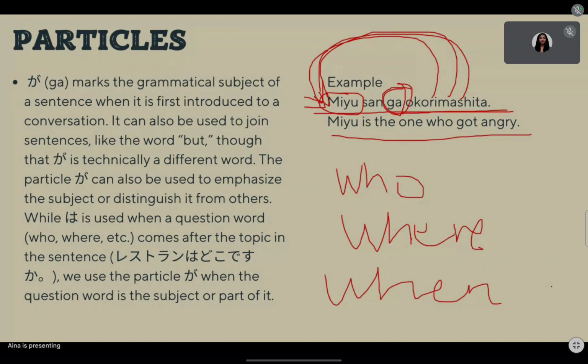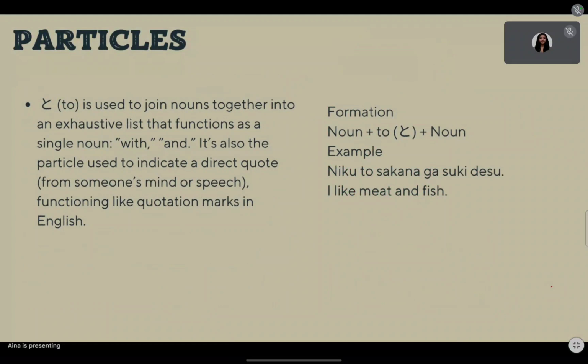And then we have the particle to. So to is to join a noun together into an exhaustive list that function as a single noun. So it can be with or and. So formation is noun to noun. Yan, noun plus to plus noun. So for example, Niku to sakana ga suki desu. I like meat and fish.